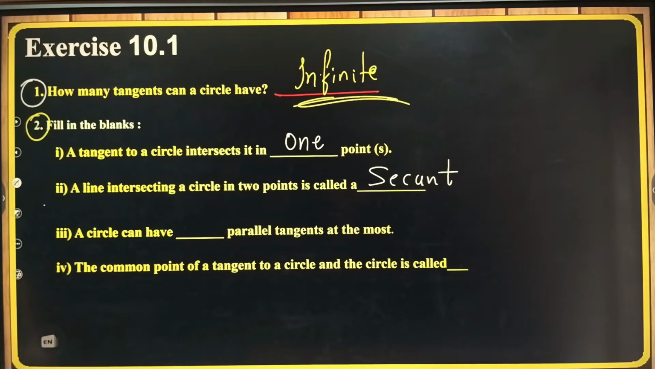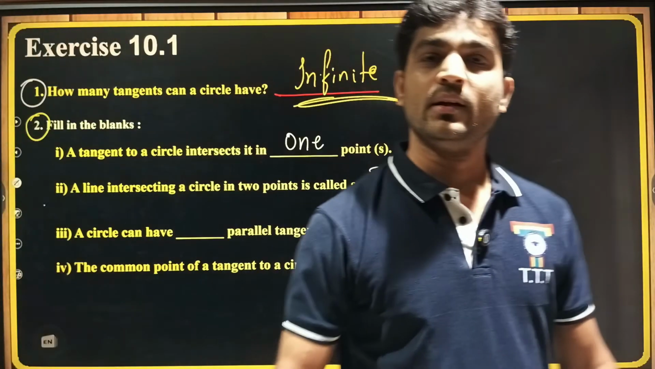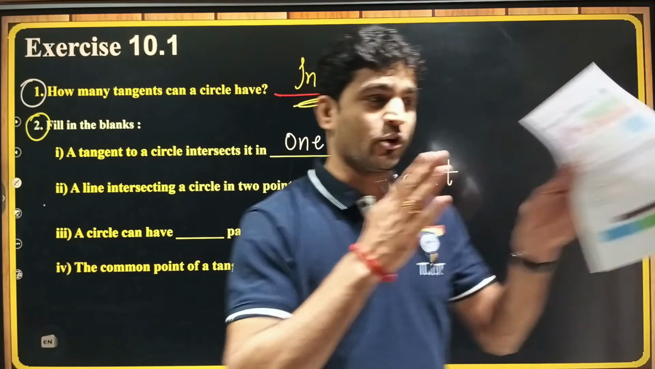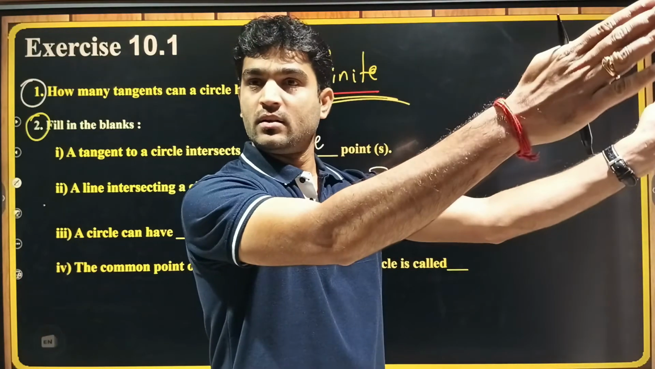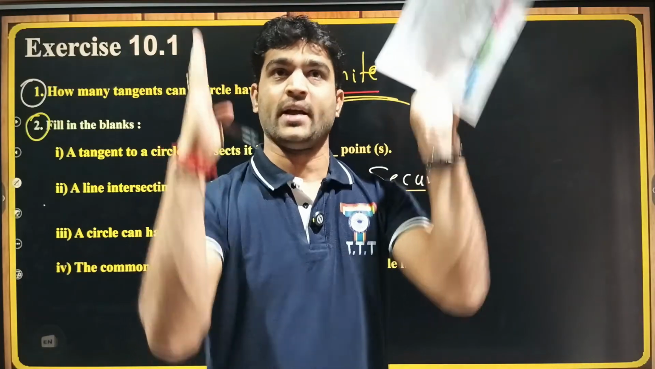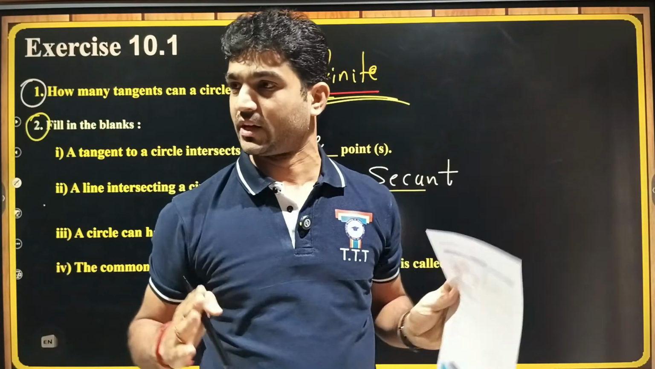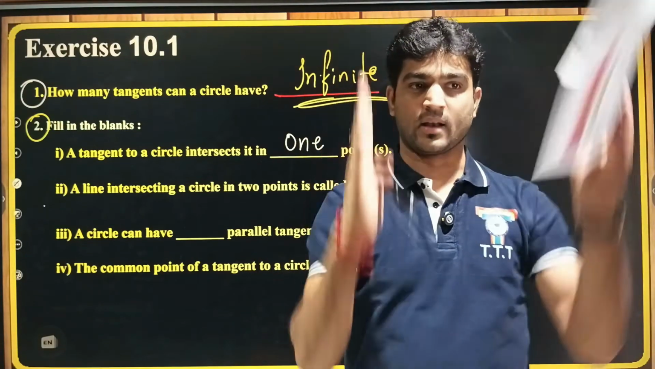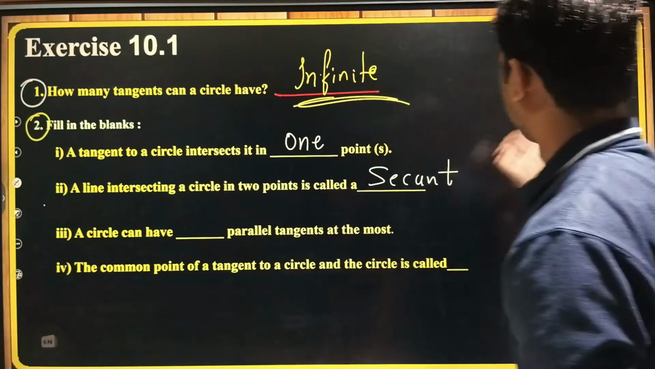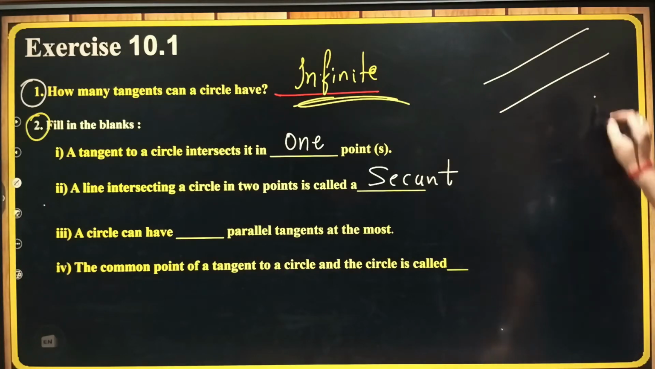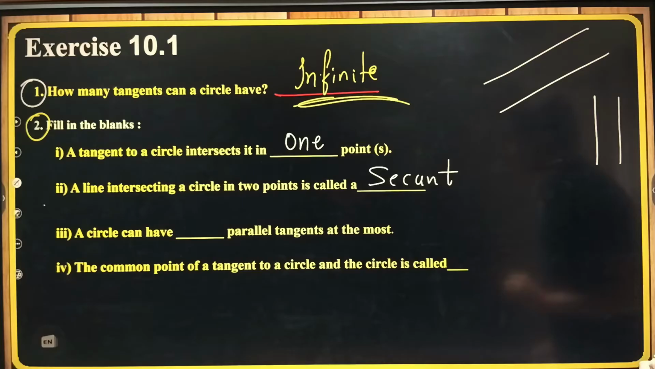A circle can have dash parallel tangents at the most. What do you mean by parallelism? If you consider these two lines, these two are parallel to each other. If you go like that, this is also parallel. Suppose, dear friend, if you go like this, what can I call these two lines? Parallel lines. And these two are also parallel lines.